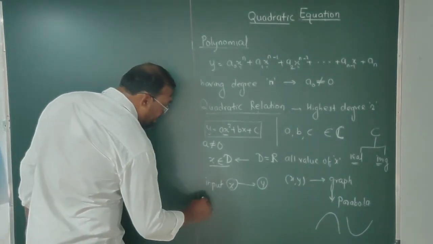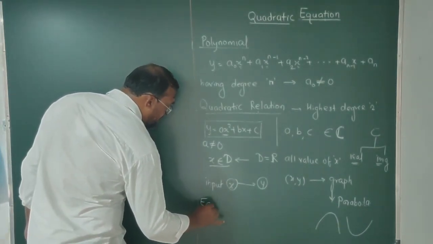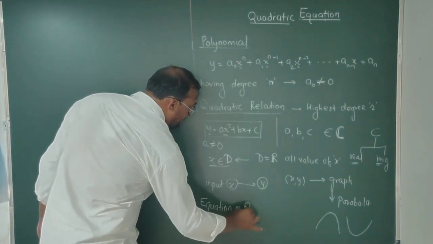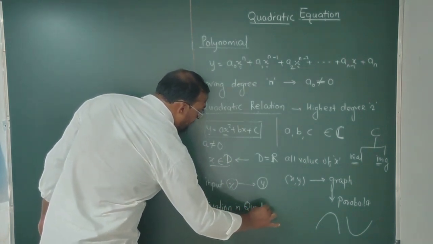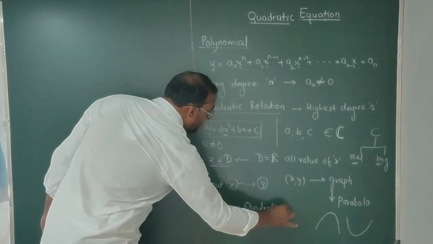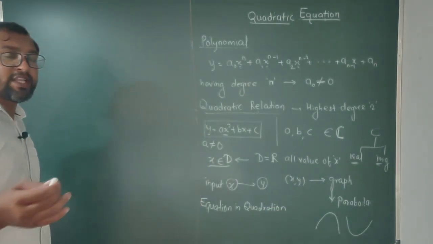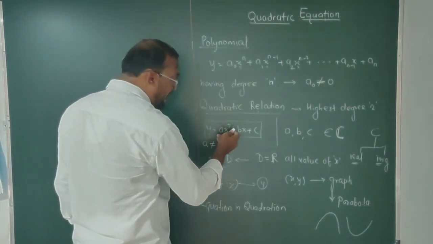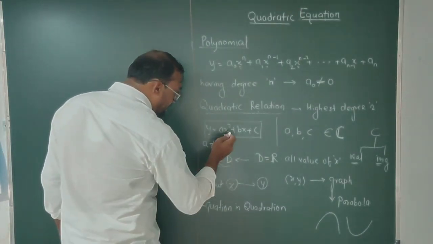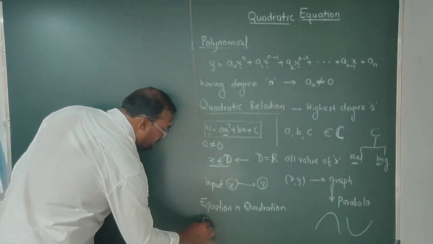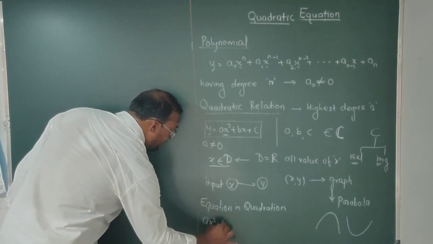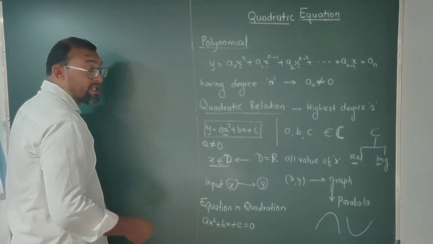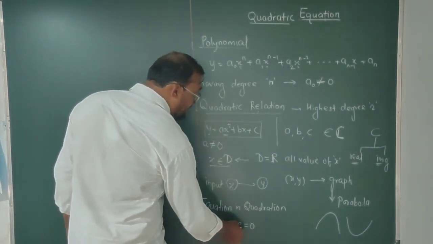Now, for it to be an equation in quadratic, it should have some values. Equation necessarily means that some value is equal to some other value. This is a relation, y is related to x. For an equation, some value should be equal to something. So when the equation takes the form ax square plus bx plus c equal to 0, then we can say that for some values the value of x becomes 0.